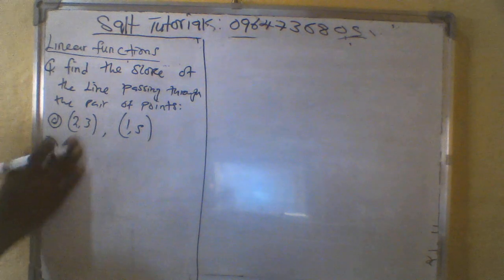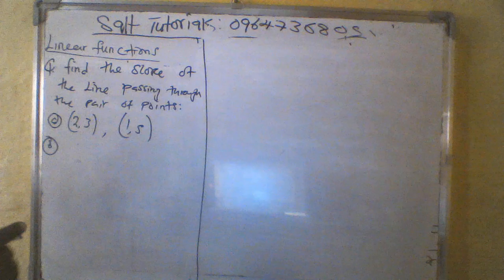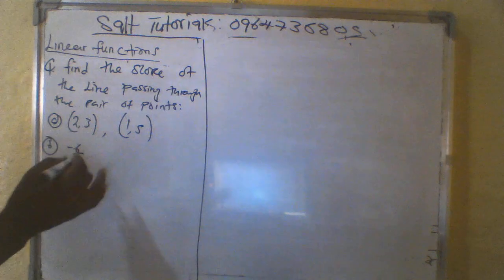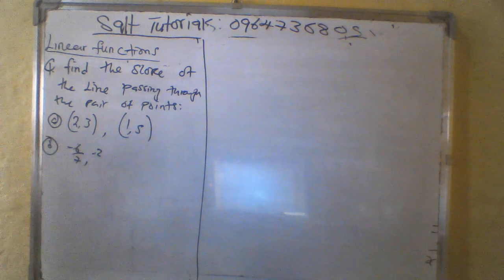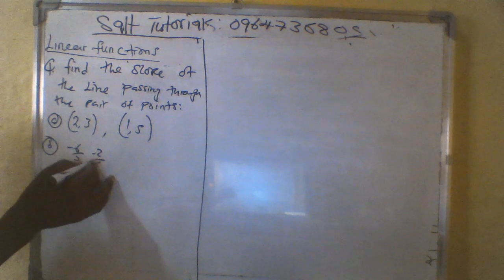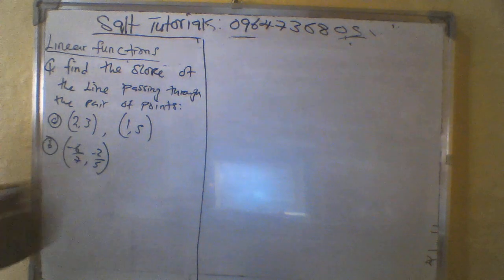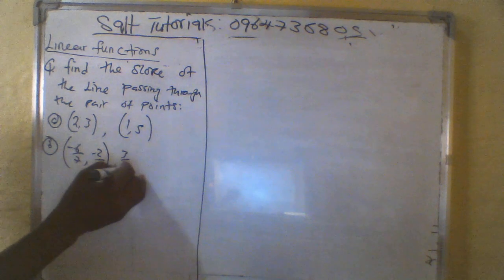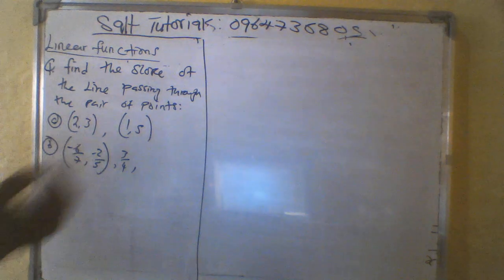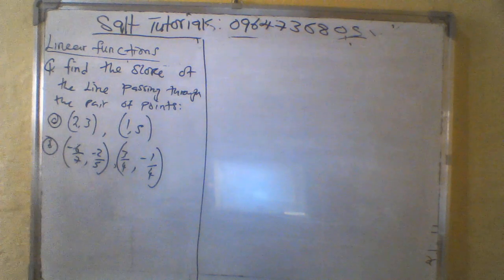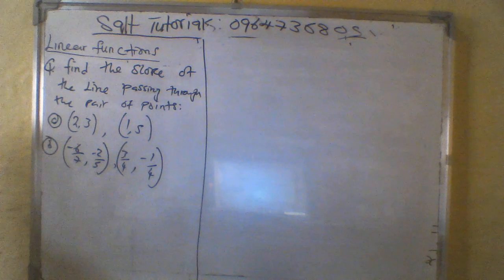Sorry, this is -6/7, -2/5, and 3/4, -1/4. So what we are finding here is basically the gradient.